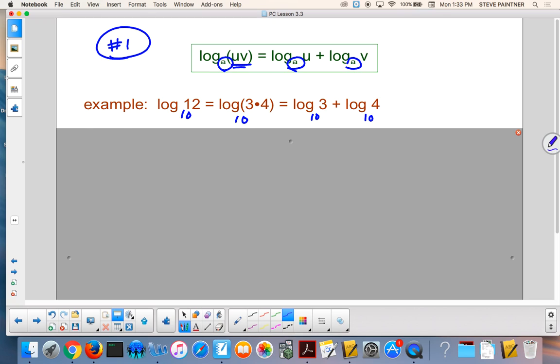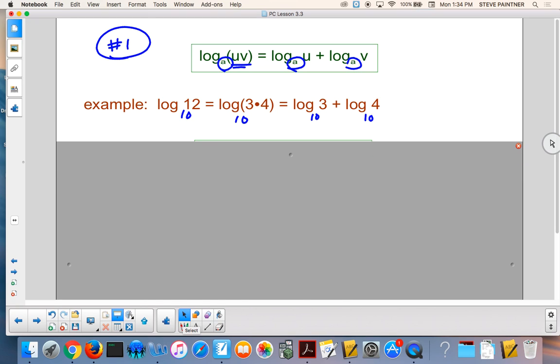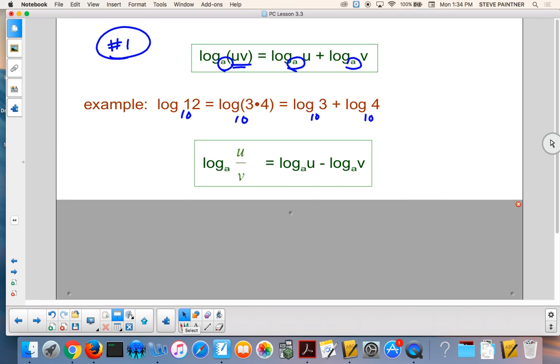Wait, how come it was 3 and 4 when it could be like 6 and 2? It can be. Yeah, I can change it to 6 and 2 if you want. Doesn't matter. All I was doing there was just trying to show you how the property is used. It can be 6 and 2. It could be 12 and 1. Whatever you want it to be. Okay. All right.